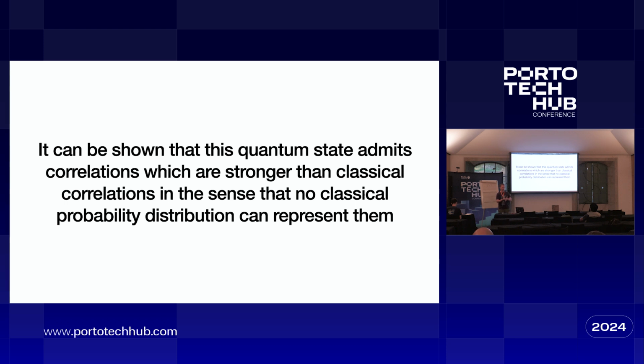Now, it can be shown, though we're not going to do it, that this quantum state, even though it's superficially the same as the classical state I mentioned before, but remember this is an element of a complex vector space, not a real vector space, has correlations which are strictly stronger than classical correlations, in the sense that there is no joint classical probability distribution which can represent the correlations in that quantum state.